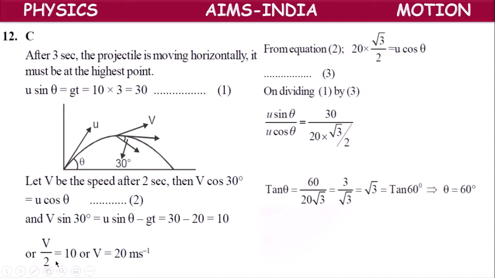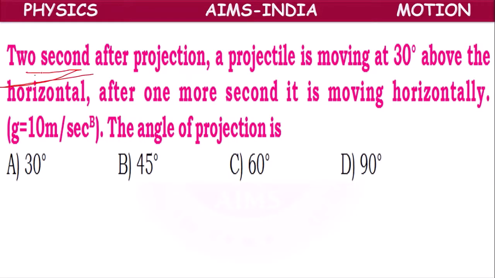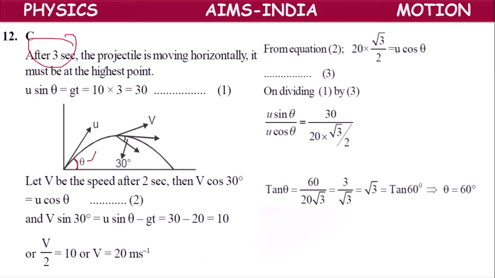Let's see the answer, children. So here let the beginning angle of projection be theta. 2 seconds after, it is moving at 30 degrees. After 1 more second means 2 plus 1, after 3 seconds it is moving horizontally, and we have to find the angle of projection. So after 3 seconds the projectile is moving horizontally, means it should be at the highest point.